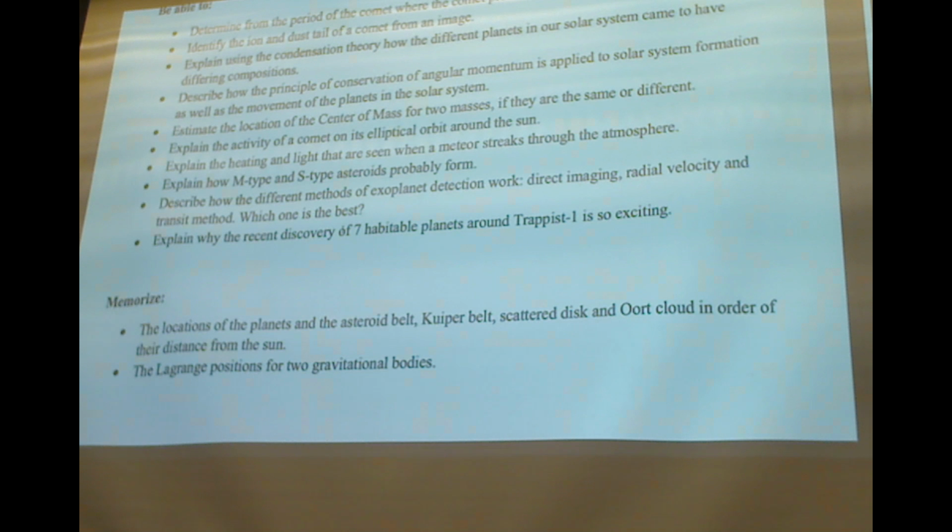And then outside of Neptune, we have the Kuiper belt. And then after the Kuiper belt, we have the scattered disk, which is a donut shape called a torus. And then outside of that, the spherical Oort cloud.